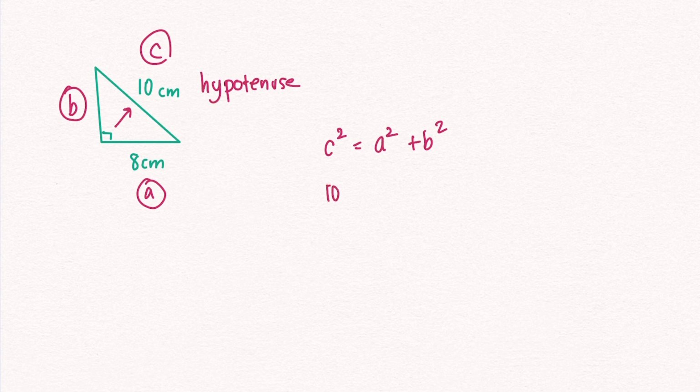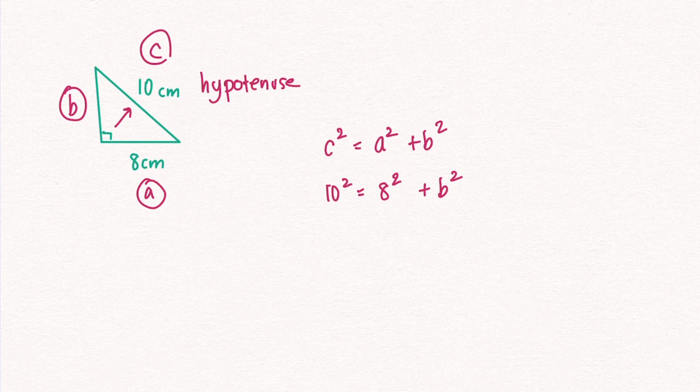C is 10 squared, A is 8 squared, and B squared. Now, to find B, we need to leave B alone by itself. So we're going to get rid of the 8 squared from both sides. 8 squared is a positive number, so we've got to subtract 8 squared from both sides.